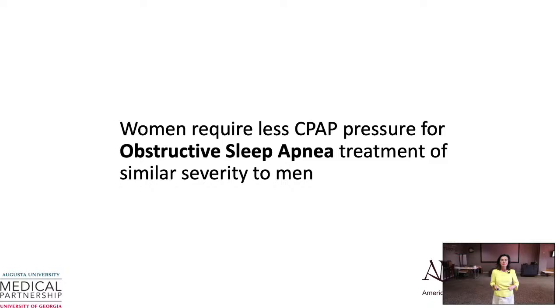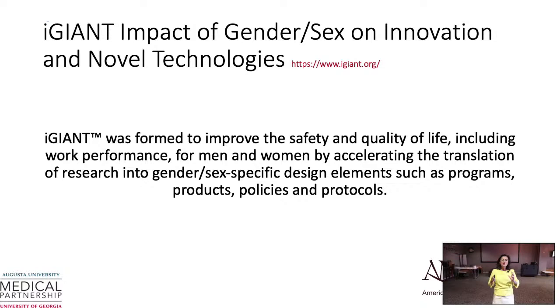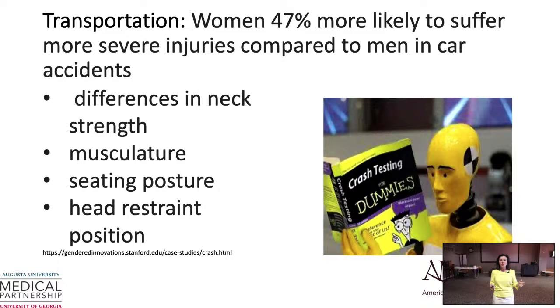So another area, going away from perhaps health and thinking more about your daily life, is the impact of gender and sex on innovation and novel technologies. It's thinking about how sex and gender impact all the little things that we do. So let me give you an example. Women are 47% more likely to suffer severe injuries than men. Well, let's think about this. We're not just little men. There are differences in neck structure, in the musculature of the neck, in the way that the seating position is held.